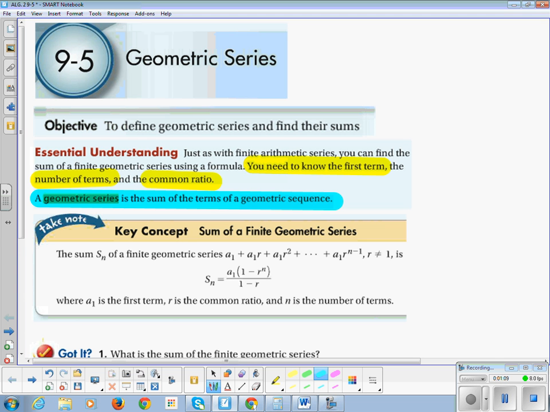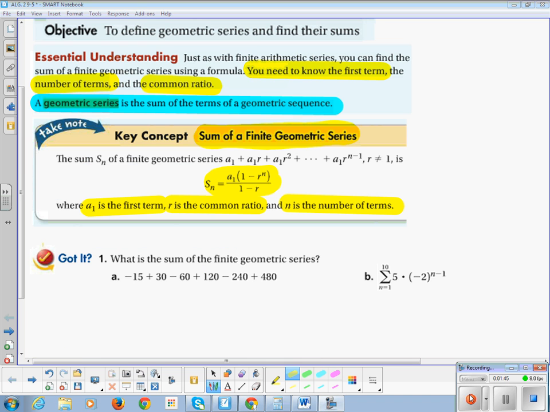So the sum of a finite geometric series, and remember finite means it's got a beginning and an end, it doesn't go dot dot dot forever, is the first term times 1 minus the common ratio to the n power, all divided by 1 minus the common ratio, where A is the first term, R is the common ratio, and n is the number of terms.